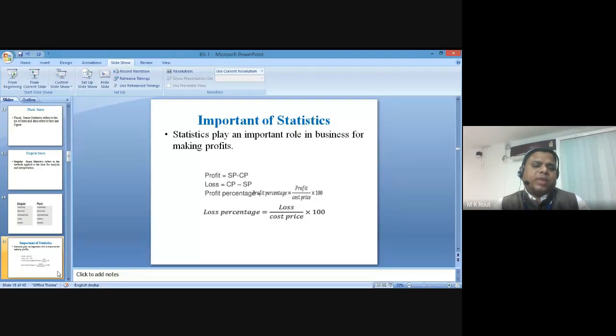The first one is profit, that is sales price minus cost price, and loss is cost price minus sales price. So if you calculate the profit percentage, that equals profit divided by cost price into 100. Similarly, in the case of loss percentage, it is loss divided by cost price into 100. So in this regard, you can calculate the different aspects of profit as well as loss. Then moving to the next importance of statistics.